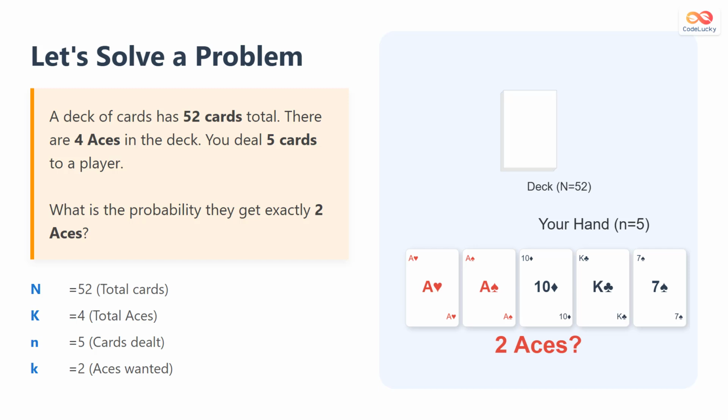Let's look at a concrete example. You have a standard deck of 52 cards. We know there are 4 aces in total. If you deal a hand of 5 cards, what is the probability that exactly 2 of them are aces? Here, our population is 52, our total successes is 4, our sample is 5, and we are looking for exactly 2 successes.